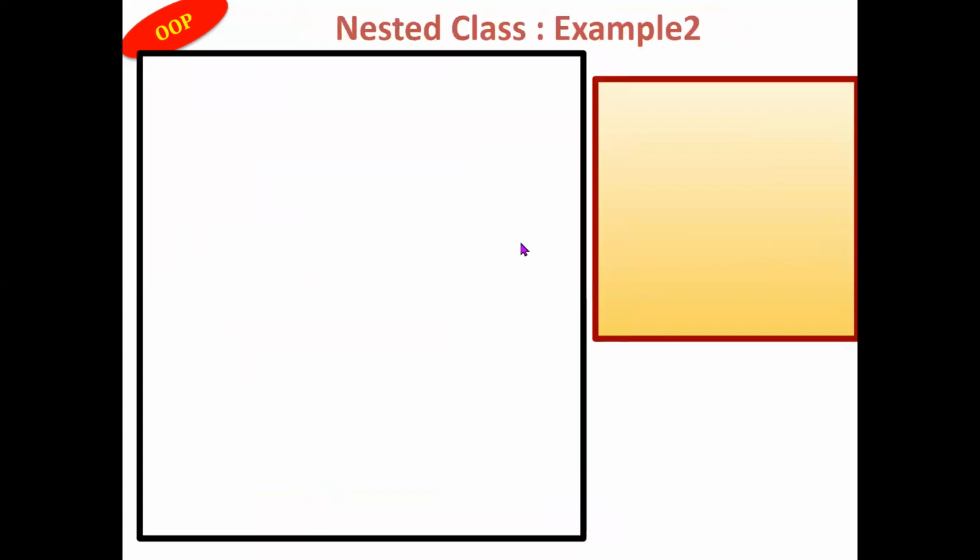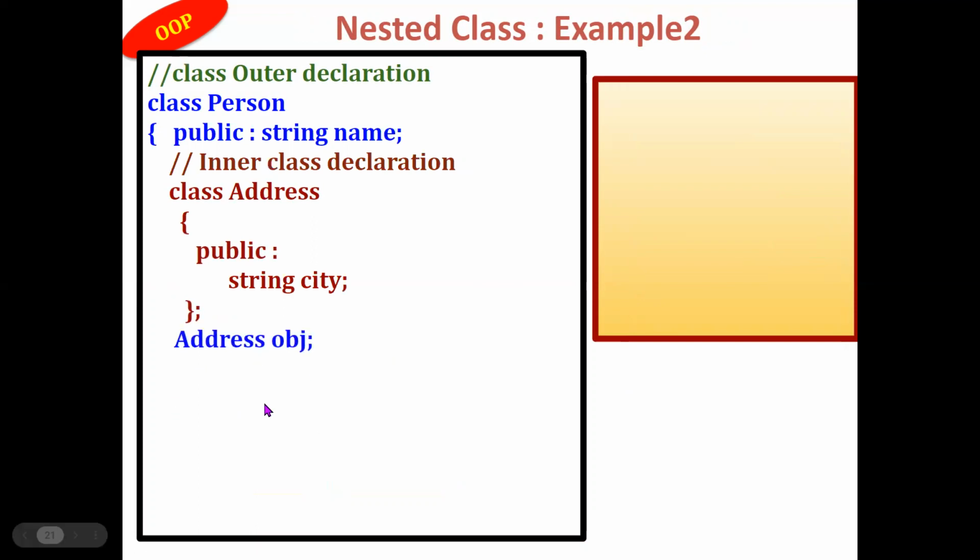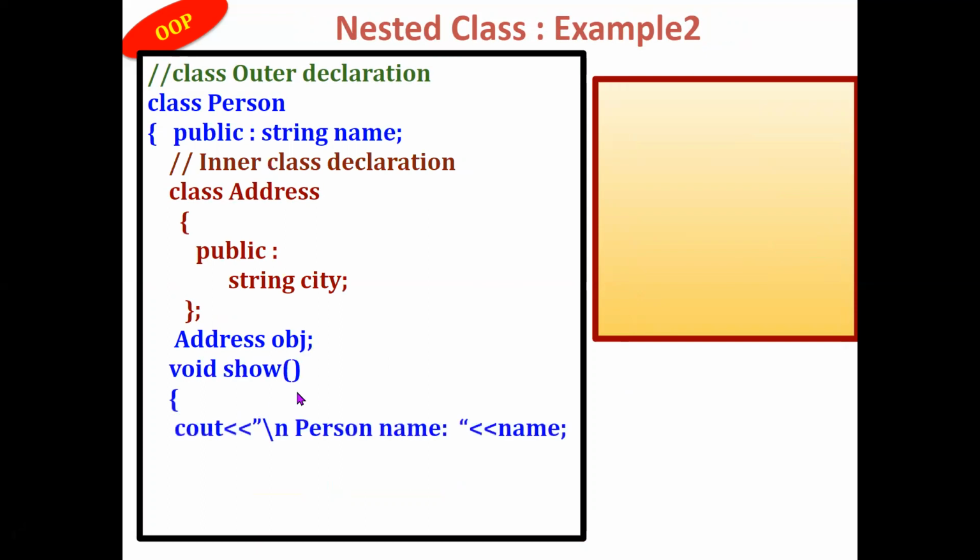We take another example of a nested class where class person is there with a public member function, and a class address, which has a public member function city. So a public member function can be accessed in the outer class by creating an object of the inner class. You can just use obj.city. So this is possible by using the address obj object. So outer class or inner class, if they want to access the members of each other, they have to create an object of their respective classes.